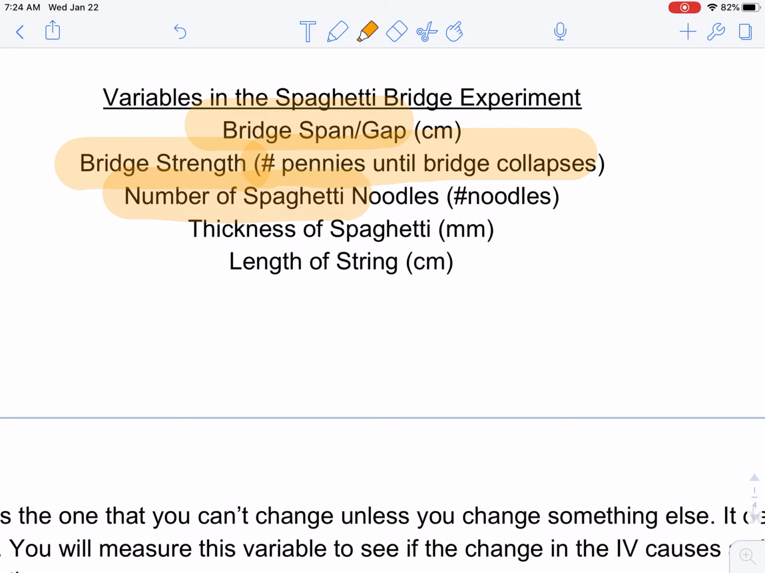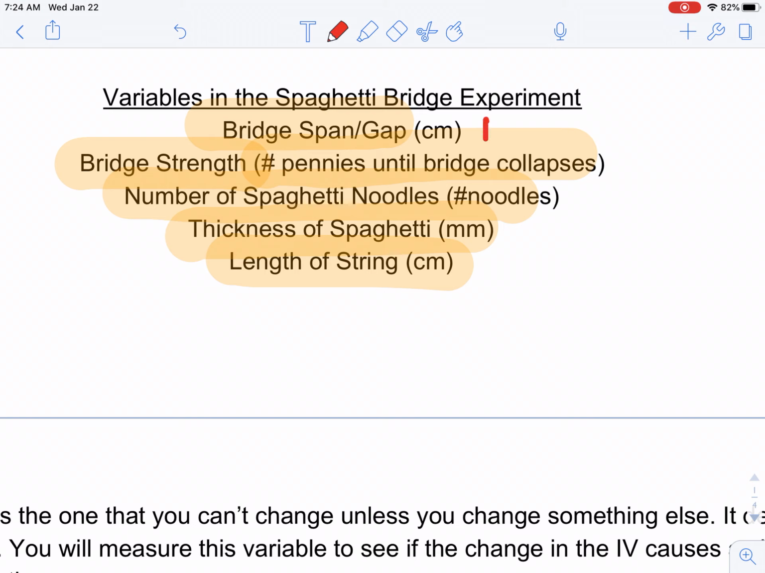Something that can change is the number of noodles in the bridge, the thickness of spaghetti. That's something that can also change. If you go to the store, you get a different type of spaghetti, and the length of string. Now, which ones of these can you change directly?